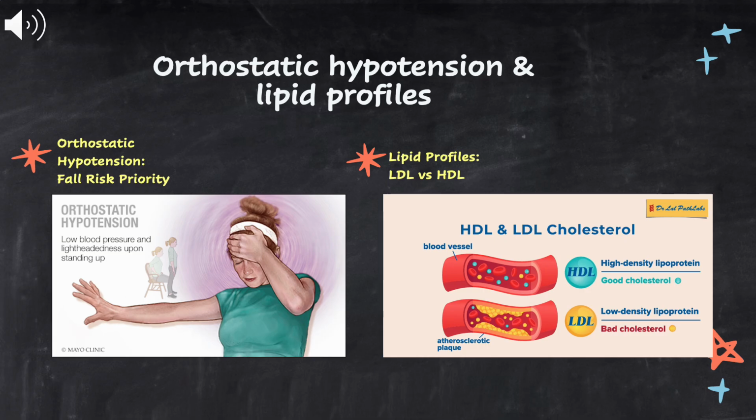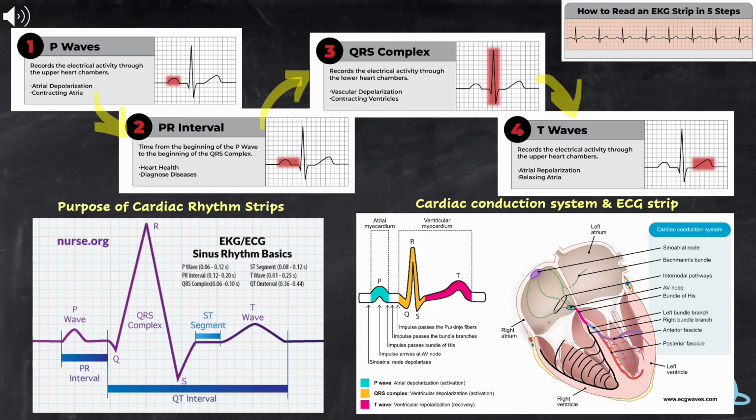This slide reinforces how both short-term safety concerns, like fall risk, and long-term risk reduction, like lipid management, are central to cardiovascular nursing care. Now, let's briefly review what a cardiac rhythm strip is. In Unit 4 next week, we'll revisit rhythm strips in more detail, but this overview will help build a foundation for understanding diagnosis, treatment decisions, and patient safety.